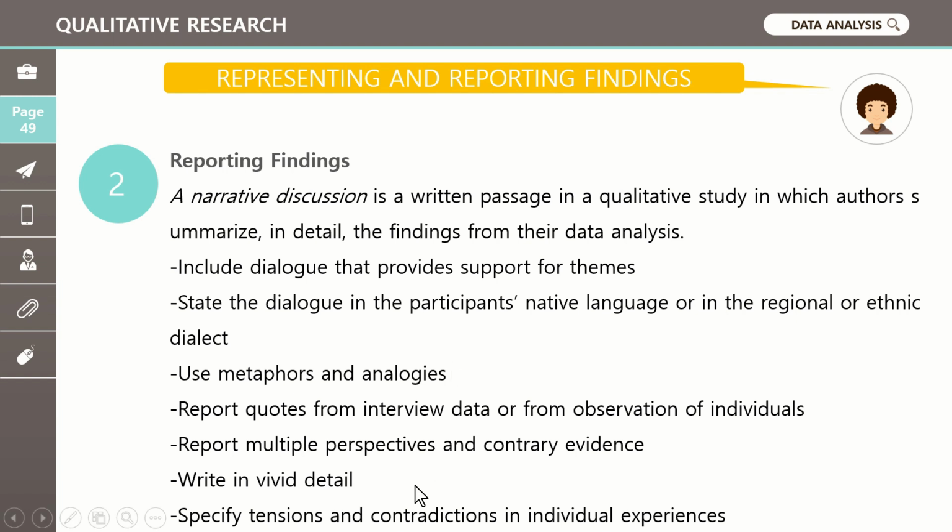write in vivid detail. Find a good description of an individual event or activity. And the last, specify tensions and contradictions in individual experience. For example, Haber and Whelan report the personal stories of a female teacher who experienced a lack of support about a special education student in the classroom. They discuss the tension this teacher feels between being in control in her classroom and the out-of-class pressure that she experienced from her school coordinator.